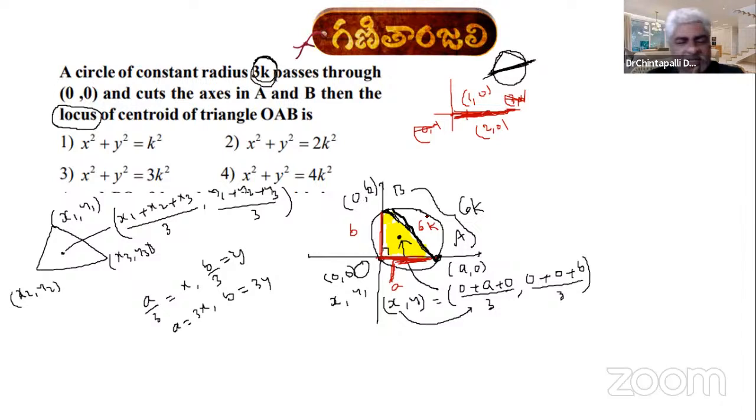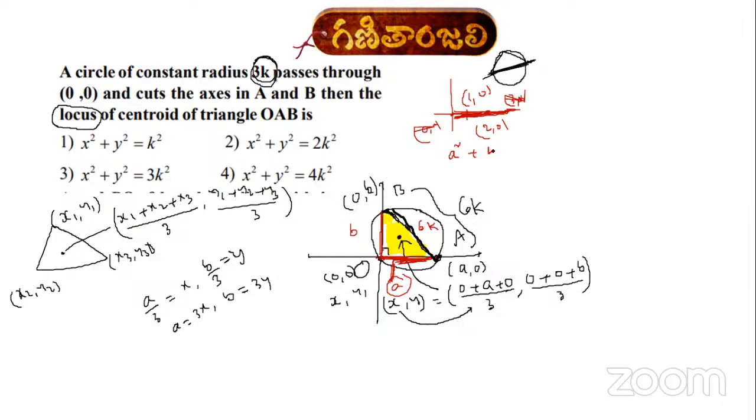In the right angle triangle, shall we apply the Pythagoras theorem? 36k squared is equal to... Very good. Tell me, what is the Pythagoras theorem? Side squared plus side squared equals hypotenuse squared, right? One side is a, so a squared plus b squared is equal to the hypotenuse squared, 6k squared, which is 36k squared.